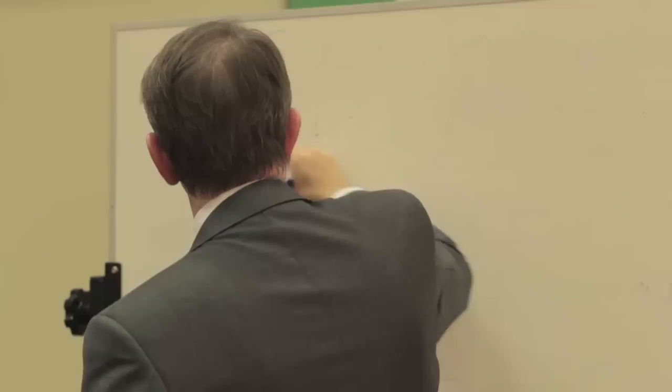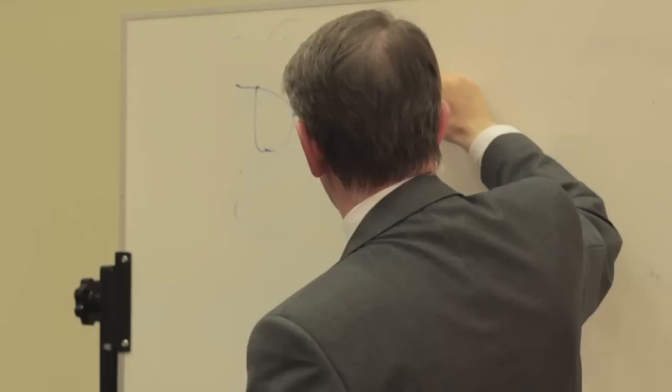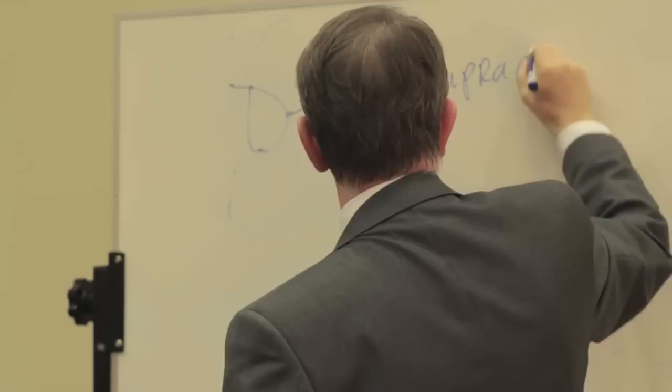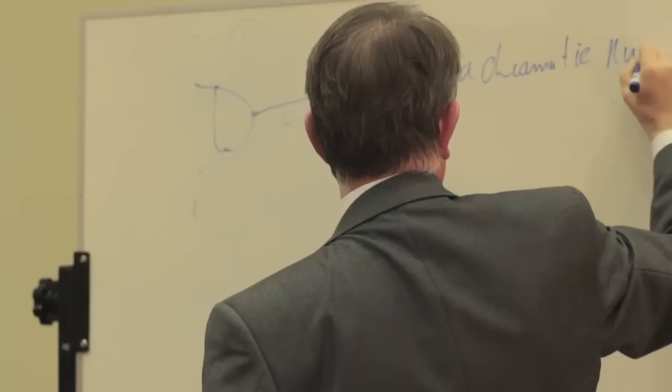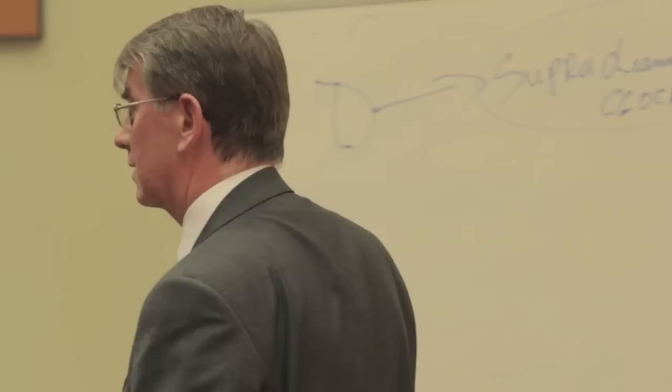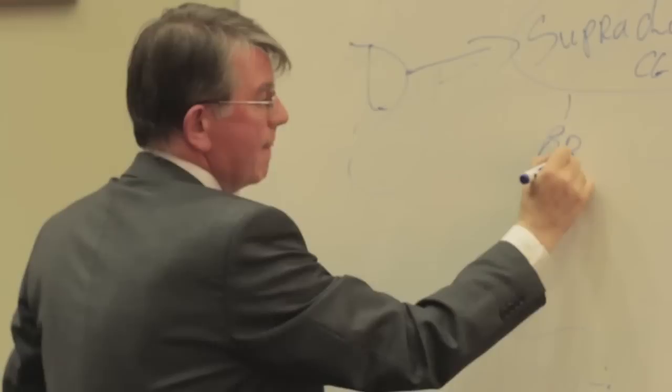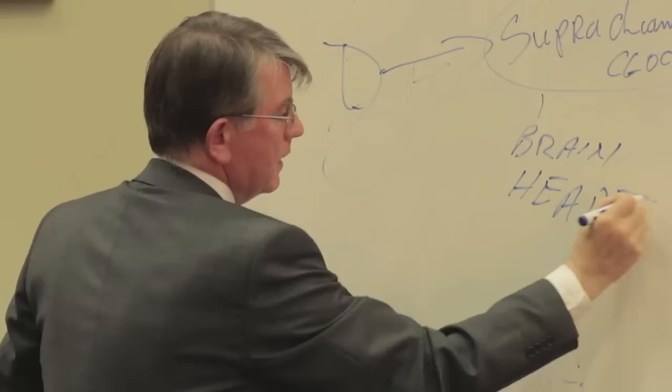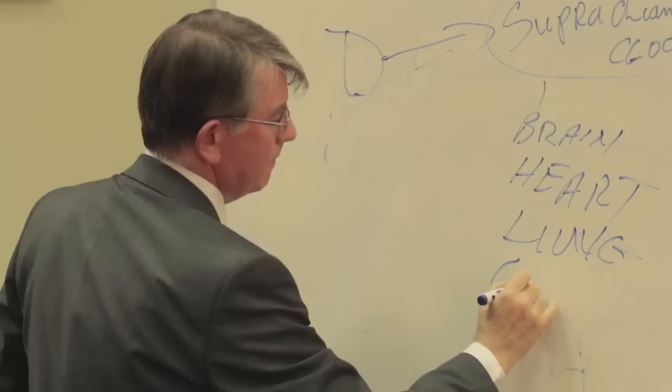When light comes through our eyes, it sends a message to what's called the suprachiasmatic nucleus. And that's simply a clock. Now, that's a big clock in terms of the amount of nerves that are there. That clock then regulates a whole orchestra of clocks throughout the body: in the brain, heart, lungs, gut. They all go at a different rate.